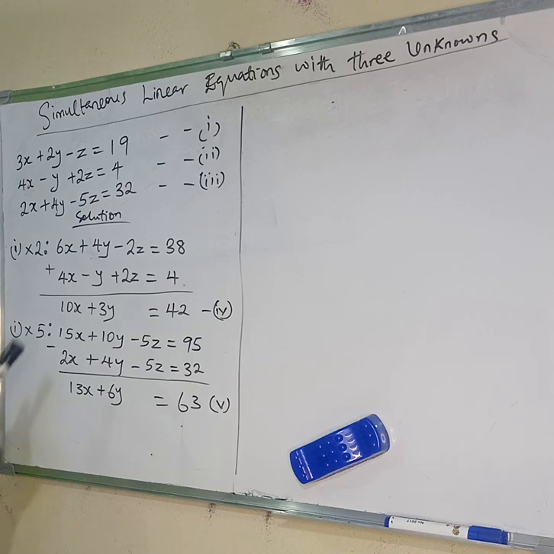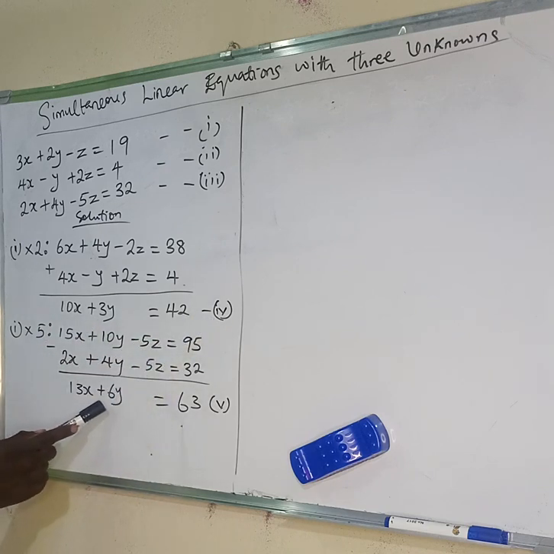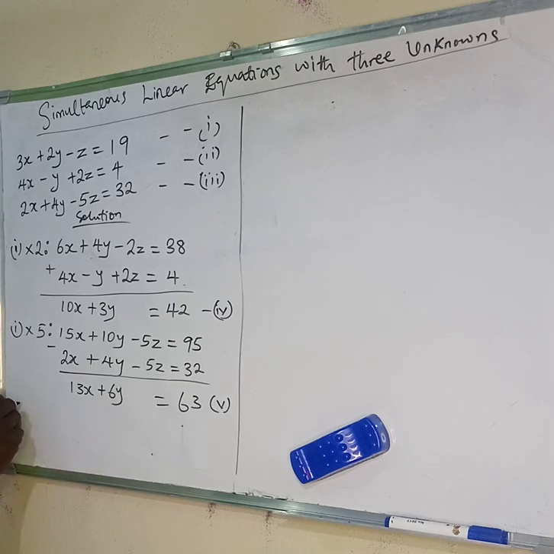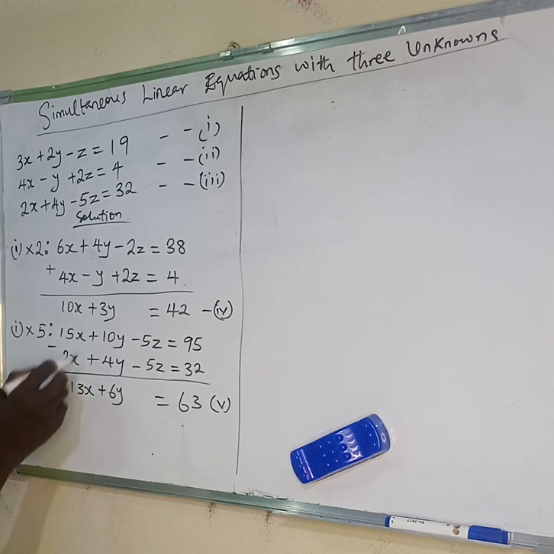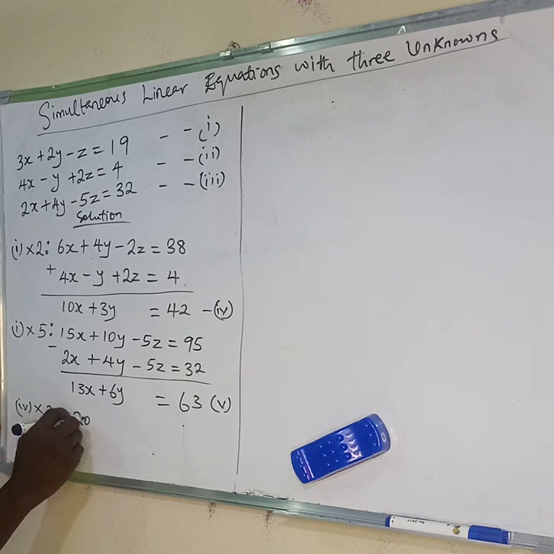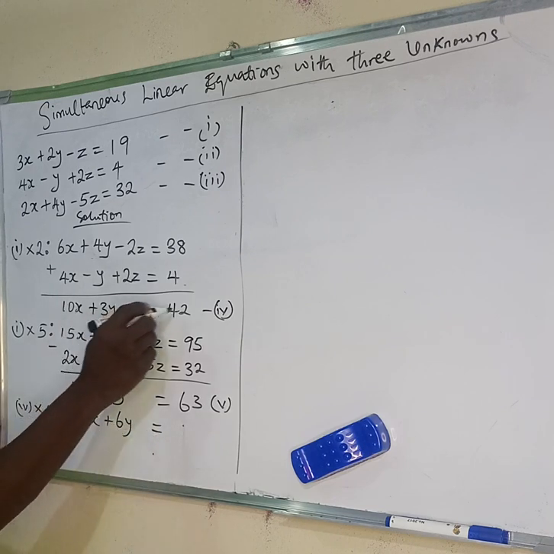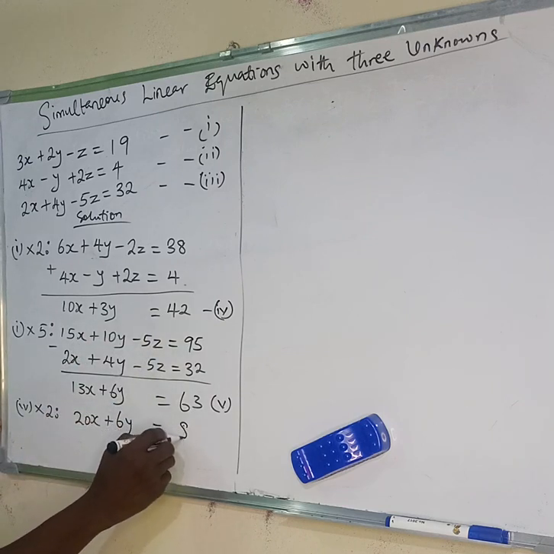How do we do it? We want to make the coefficient of y in equation IV the same as the coefficient of y in equation V. So we say equation IV multiplied by 2, to make y the same. This will give us 2 times 10, which is 20x, plus 2 times 3y, which is 6y, equals 2 times 42, which gives us 84.